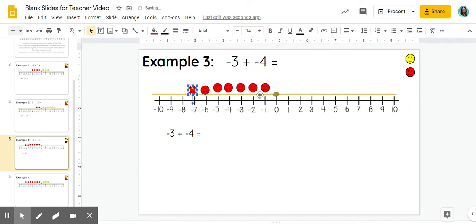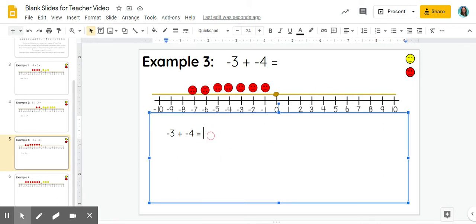All right, so we have 3 and 4 more negatives. So which team is going to win? Well, the negative team is going to win because we don't have any positives. So our answer is going to be negative. And the negative team wins because they have 7 more players than the positive team. So -7.